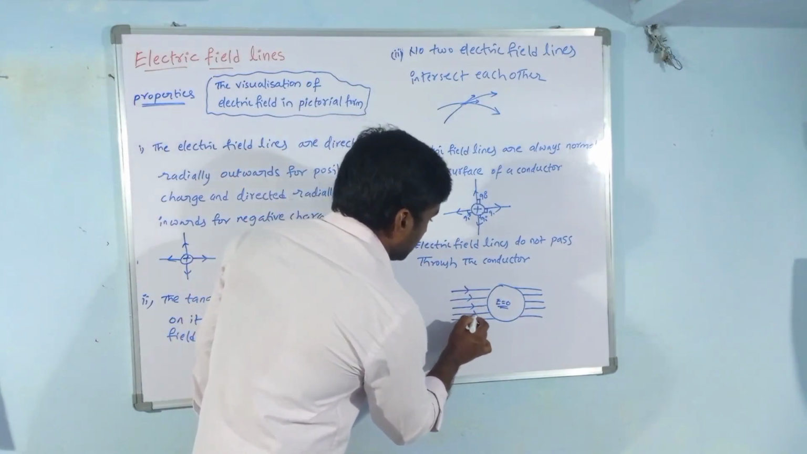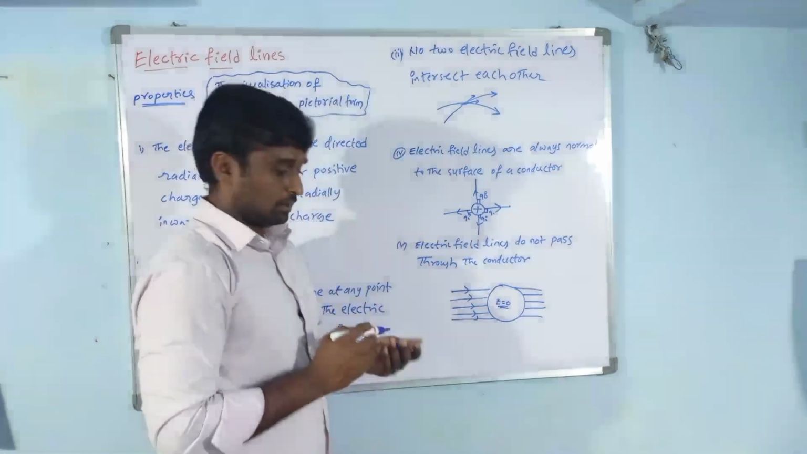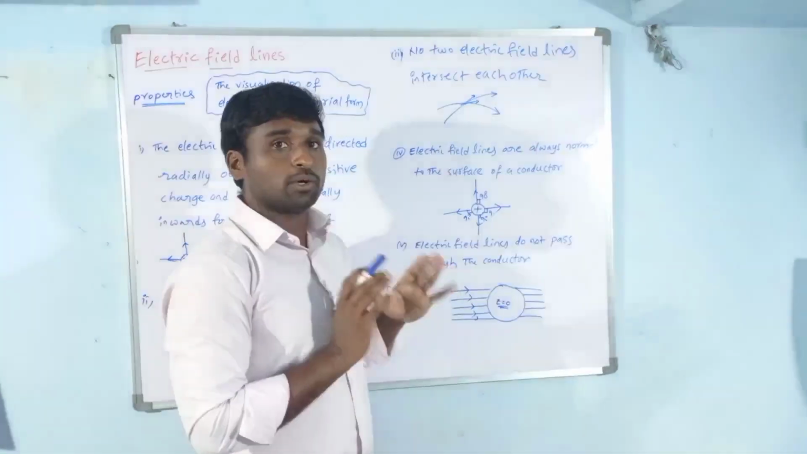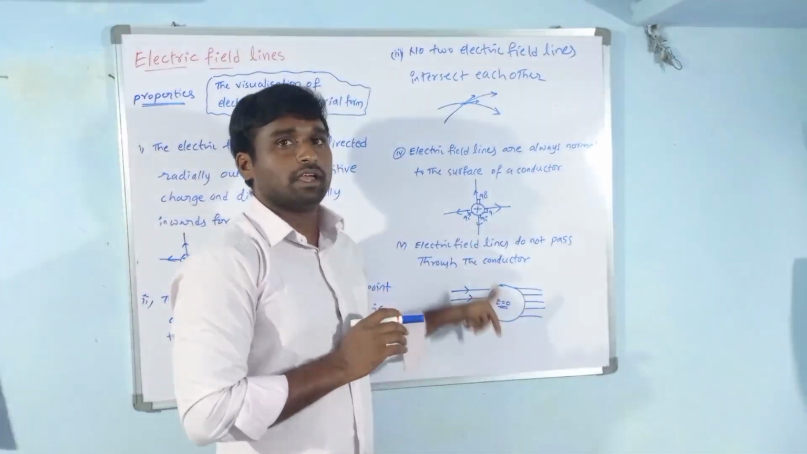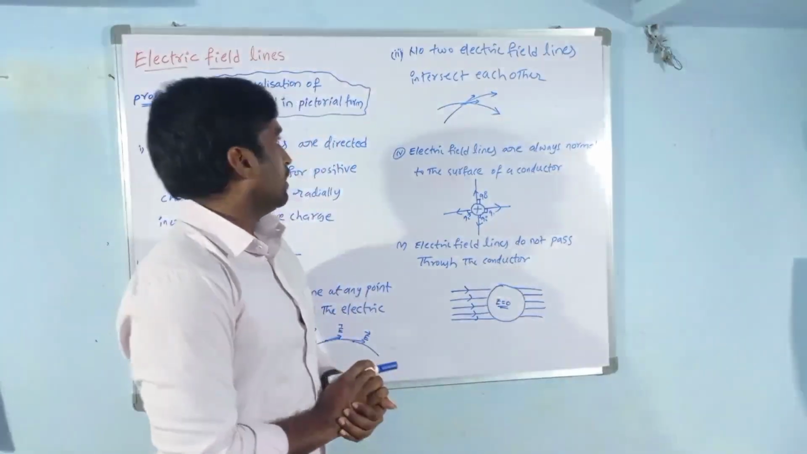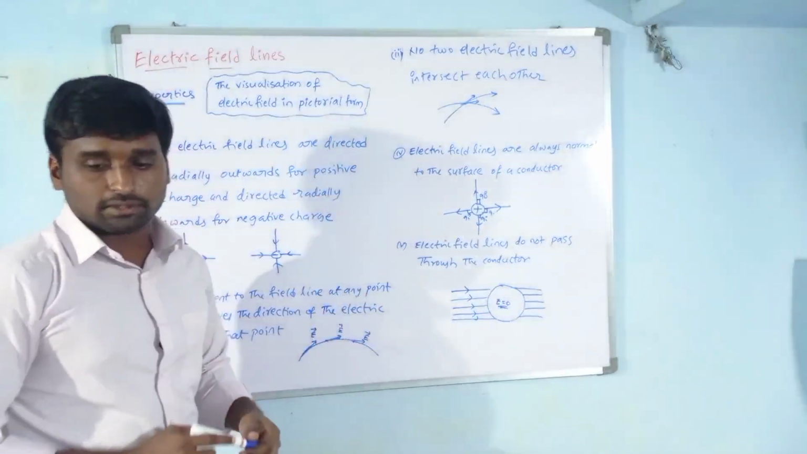Why is the electric field inside the conductor zero? Because electric field lines never pass through the conductor. That's why the electric field inside the conductor is zero. Okay, next properties.